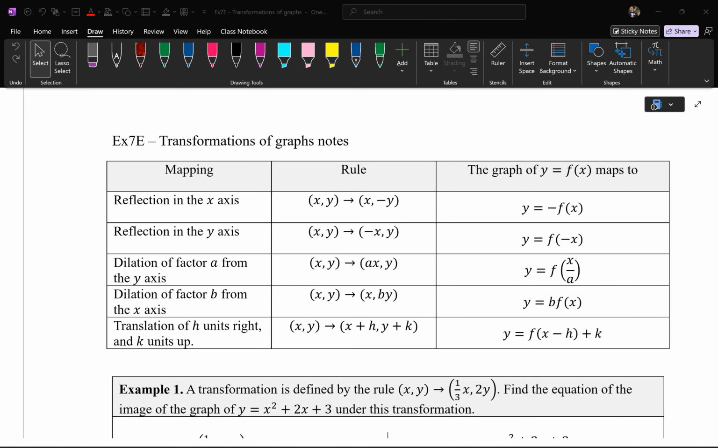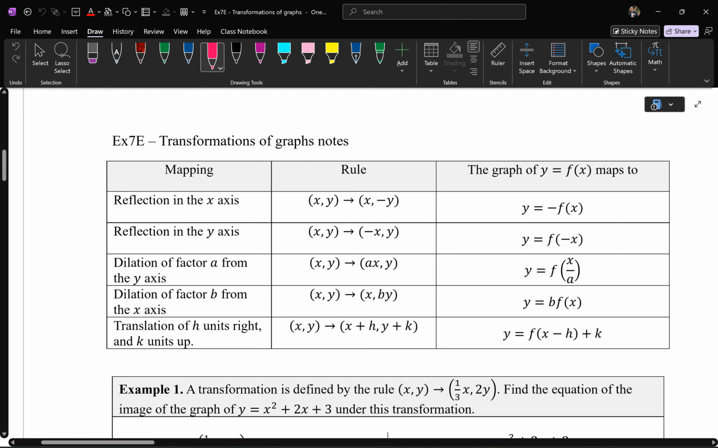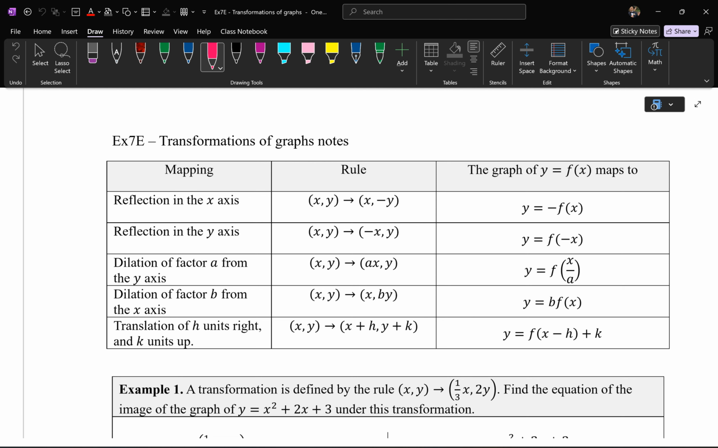All right, it's recording. Exercise 7E. 7E is pretty much what you've done so far with 7D and 7C. The only difference is they're using function notation, so you just need to be able to read their function notation. Again, I've given you a table in case you're getting a bit confused with it.